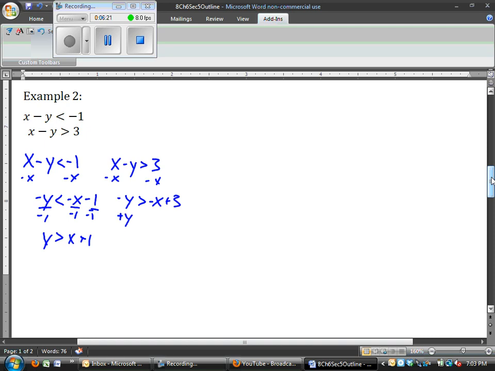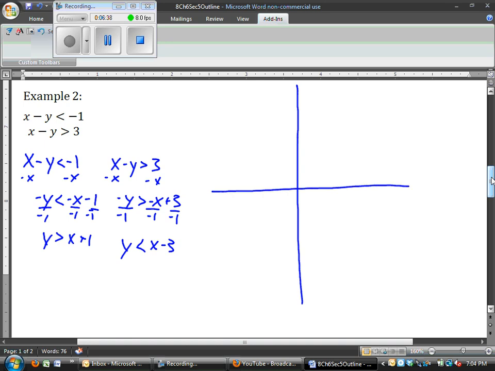Add y. Sorry, no, not add y. Whoop. Getting ahead of myself. -1 divided by -1. I'm dividing by a negative. So y is less than x minus 3. Okay. Again, we'll color code them. We'll put this one in green. We'll put this one in red. So I'm going to go up 1 and then up 1 over 1. Use a dotted line.